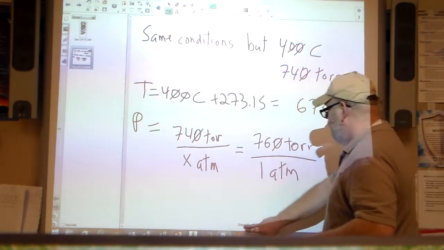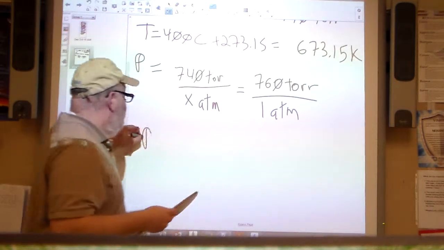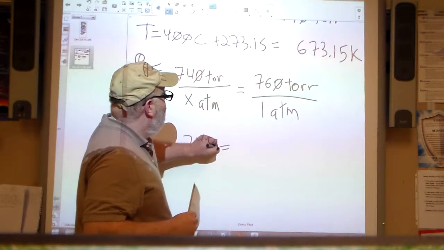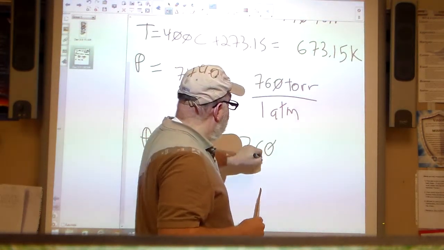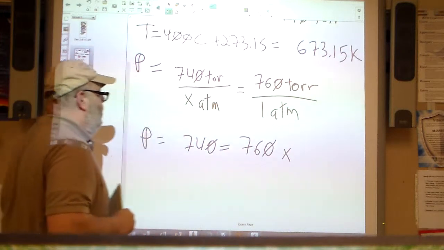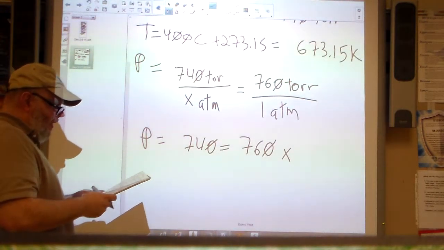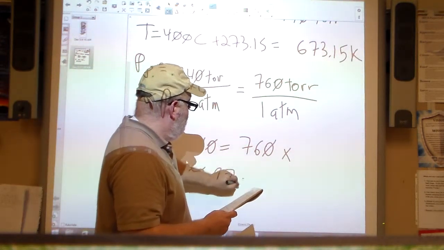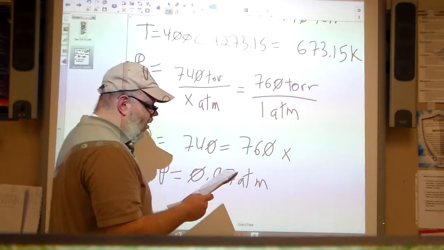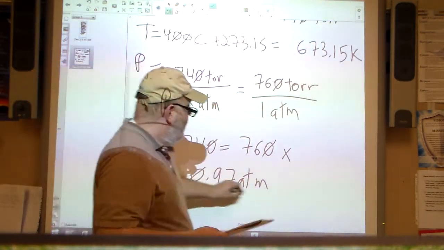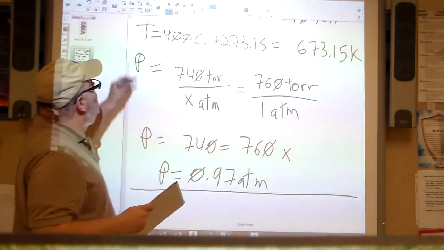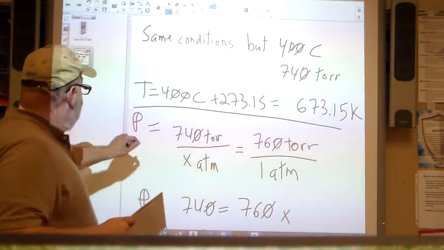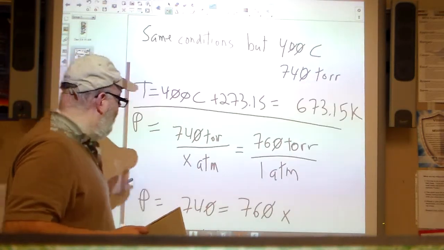All right, so our pressure now being converted, we know that 740 is equal to 760 times X. So we're going to say that pressure is equal to 0.97 atmosphere. Okay, so we're good on that. So far, we have our temperature, and we have now figured out our pressure, so we're good for that.